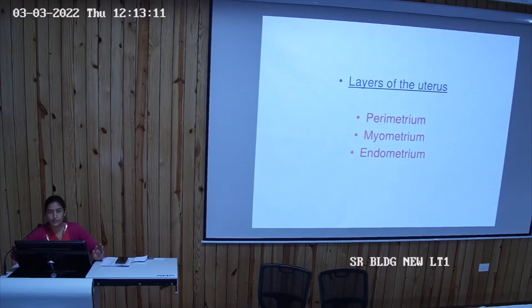With the name you can easily understand: myo is for the muscular part, peri is the outermost covering, endo is the innermost lining. The one that keeps on shedding or proliferating is the endometrium. The muscle wall is a support to the uterus, completely packed with smooth muscle fibers. And the perimetrium is the outermost lining, which is covered with the peritoneum.